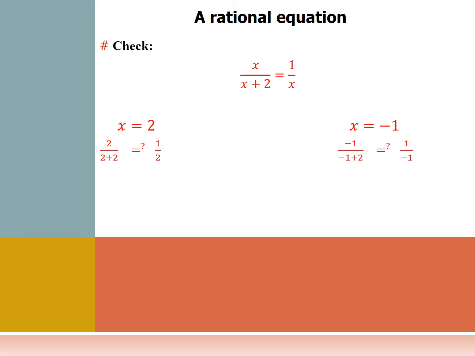We will see. Also we will see if minus 1 over minus 1 plus 2 is equal to 1 over minus 1. And here if you see we have 2 over 4 is equal to 1 over 2. Yeah, that's correct. And here we have minus 1 over 1 is equal to minus 1 over 1, and it is correct also. So the solutions are x is equal to 2 and x is equal to minus 1.